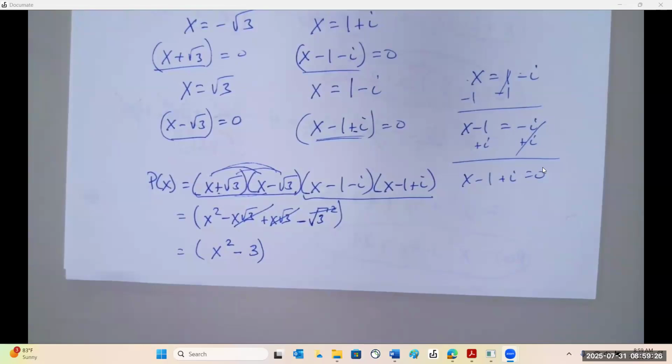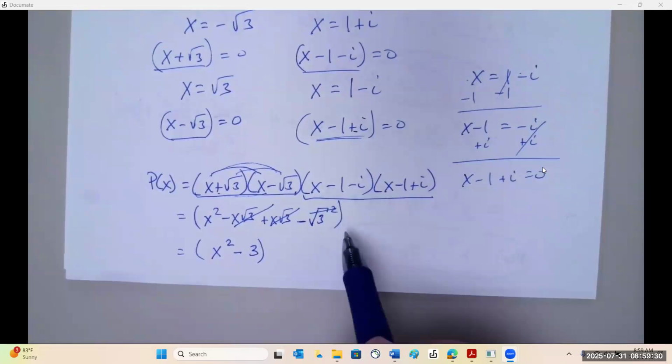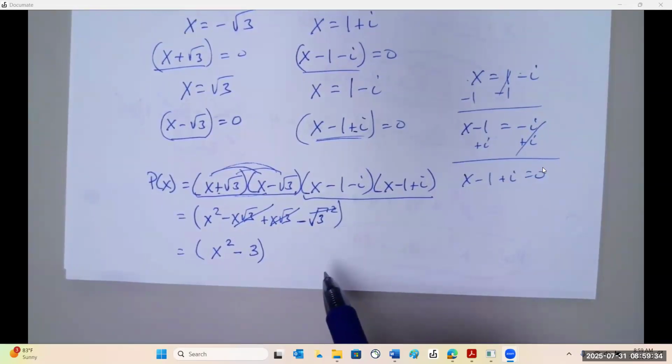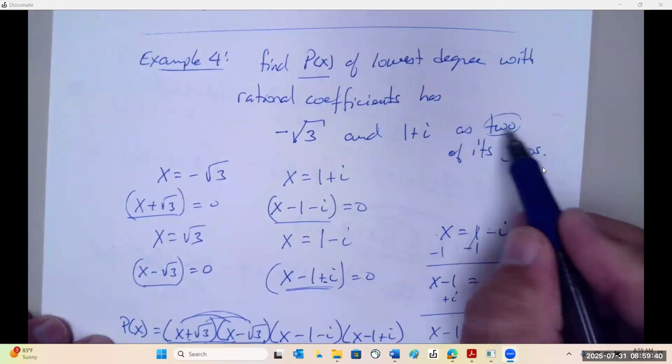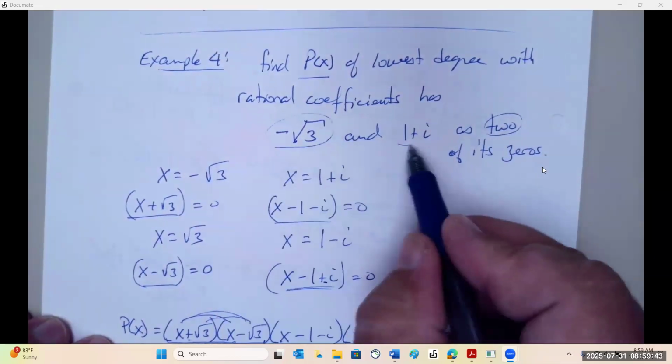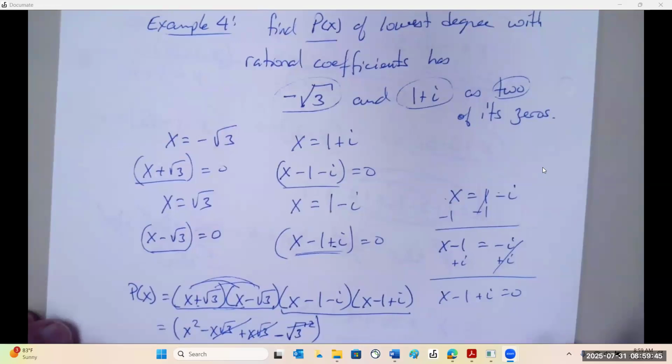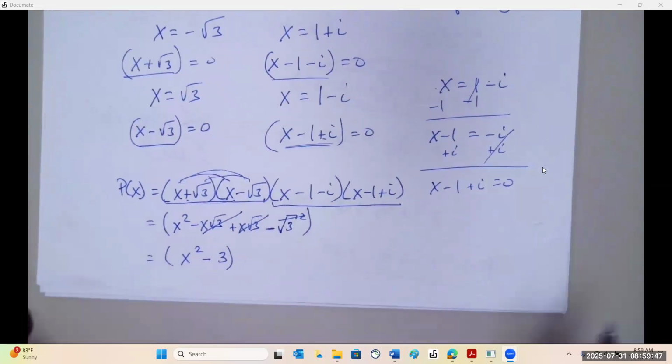Would that make that one squared? Which one? And the second one we're going to do? In the example, it said 1 plus i has 2 zeros there. Would that make that function? No, what it's saying here is 2 of the zeros. This is 1 zero. This is another zero. Which means we're just missing 2 more.